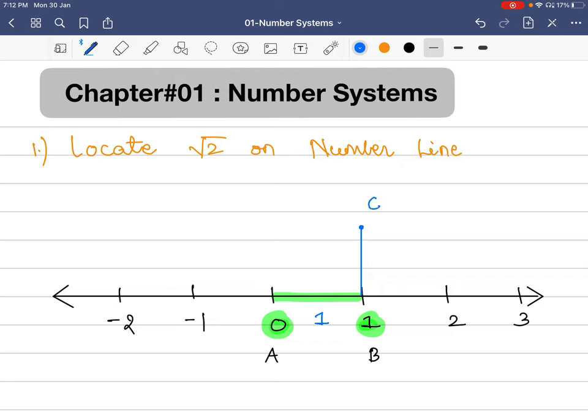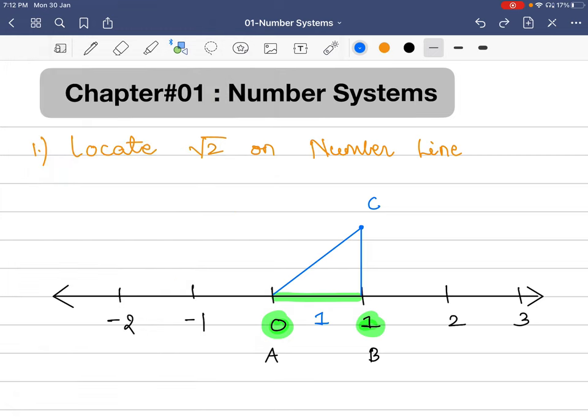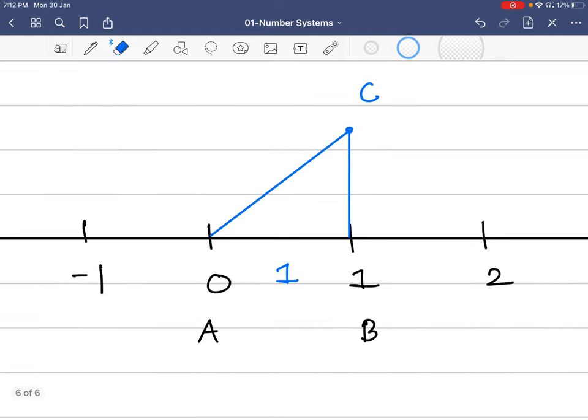Now let us connect this point A and this point C. So that's what I'm going to do. Let us connect this point to this point. Now let's get rid of this highlighted thing. Okay, now let's zoom in a bit. Yes, so this is our triangle ABC.